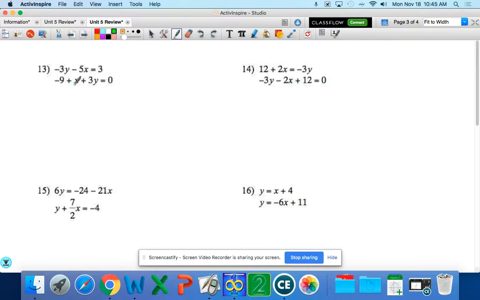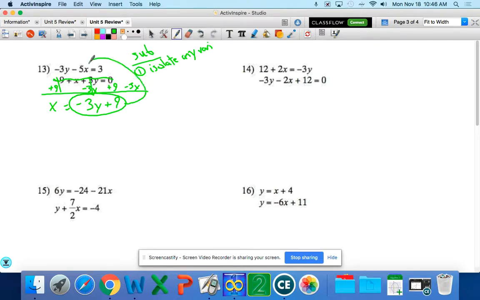So step 1 of substitution, okay? Step 1 is isolate any variable. So if I add 9 and subtract 3y from both sides, I'm going to have x all by itself. So this would be negative 3y plus 9. Okay? So if I know what x equals, I can take that information and plug it into the original equation.